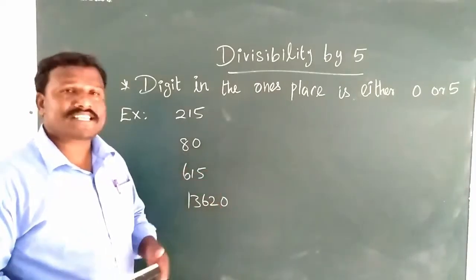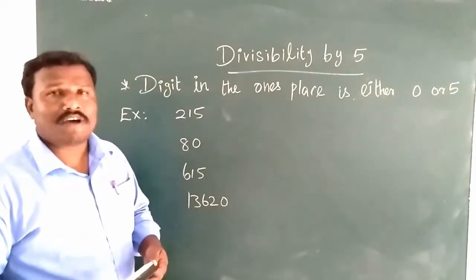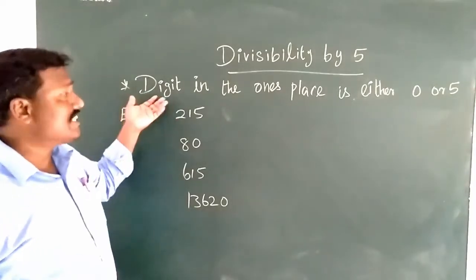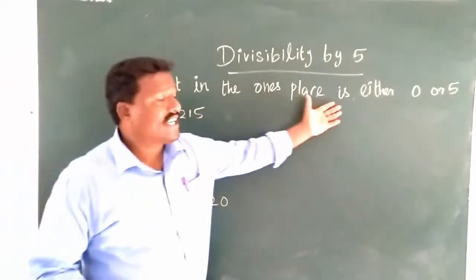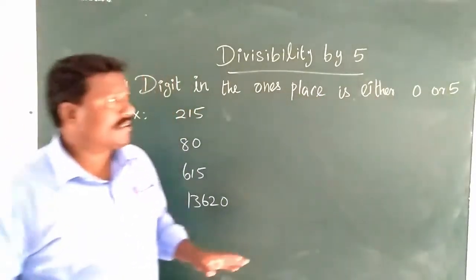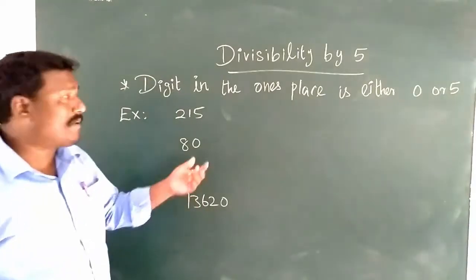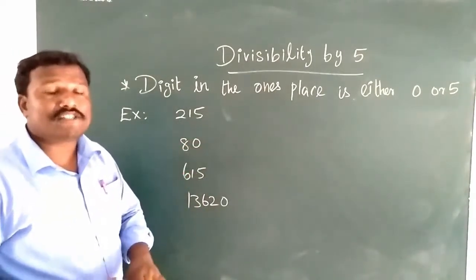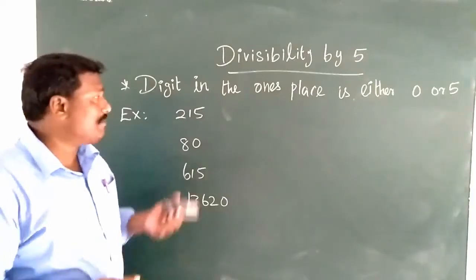Now we are going to discuss the divisibility rule of 5. So what is the rule? The digit in the ones place is either 0 or 5. If it is either 5 or 0 in the ones place, the number can be divisible by 5. Let me take some examples.